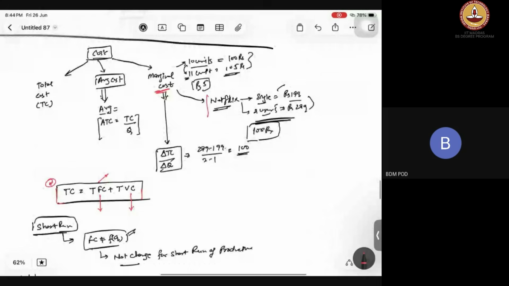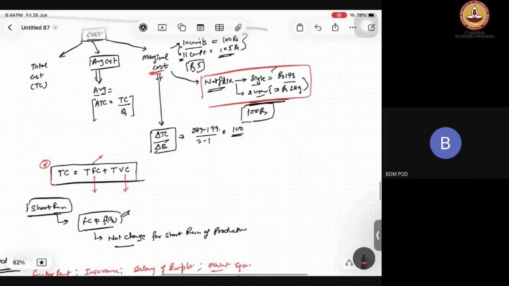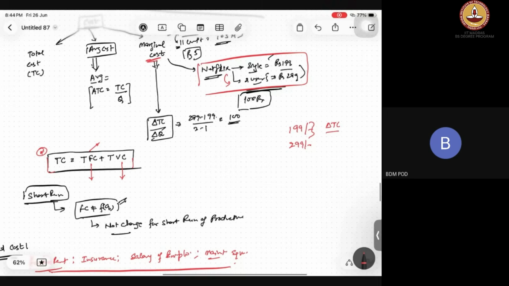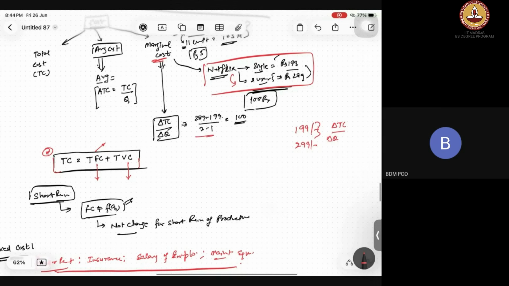Or I can tell you with the example of Netflix. If you are a single user, you are going to pay 199 rupees. But you are adding one more subscription, going from single user to double user. In that condition, the cost you need to pay is 299. So what is the change in cost? Delta TC divided by delta Q. So this is 299 minus 199 divided by the change in your quantity. I hope it is clear.